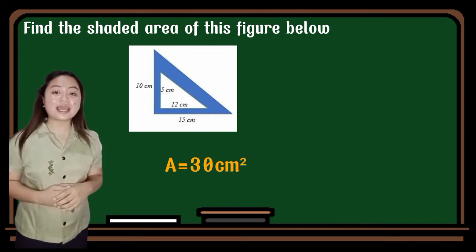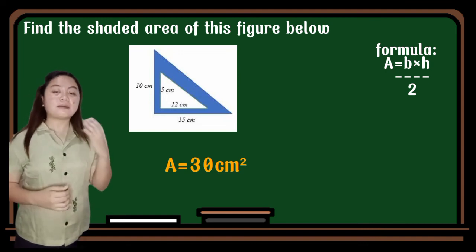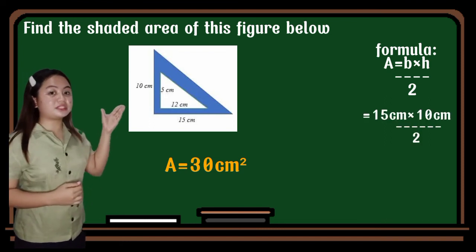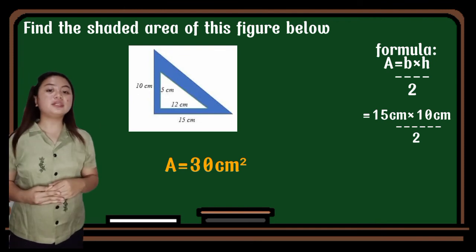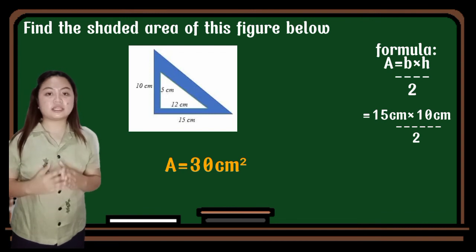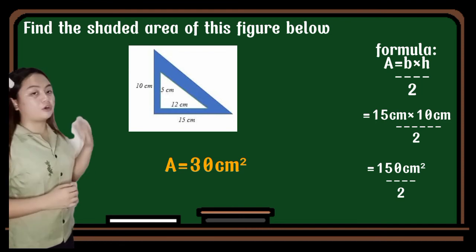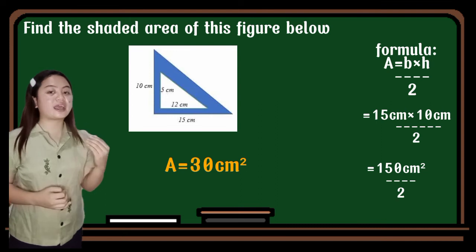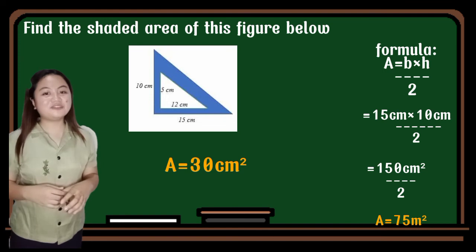Our formula is base times height over 2 again. So, let's substitute the values using our formula. For our base, we have 15 centimeters and height is 10 centimeters, over 2. First, multiply 15 centimeters times 10 centimeters is equal to 150 square centimeters, over 2. So, to get the area, let's divide 150 divided by 2. That will be, Jomar, 75 square centimeters.